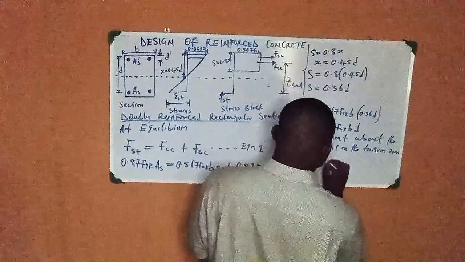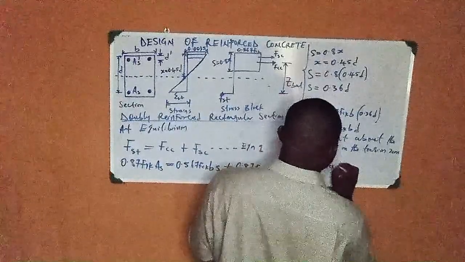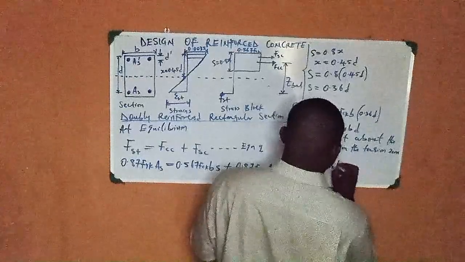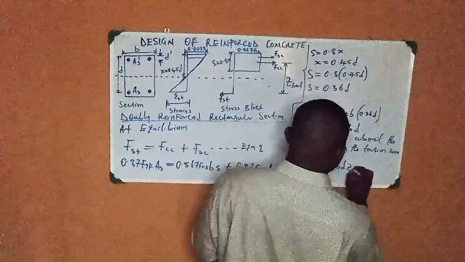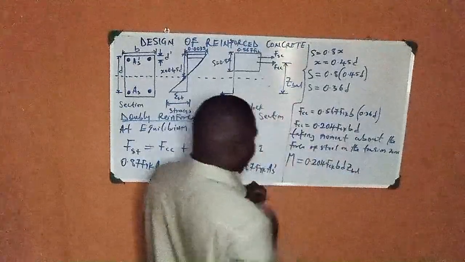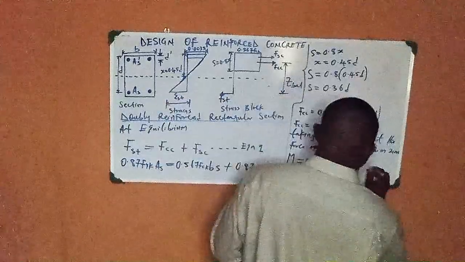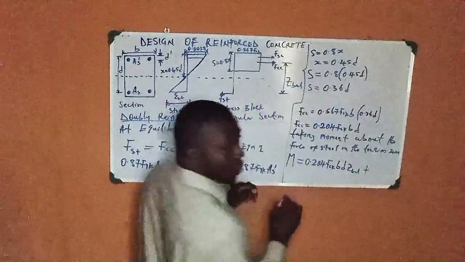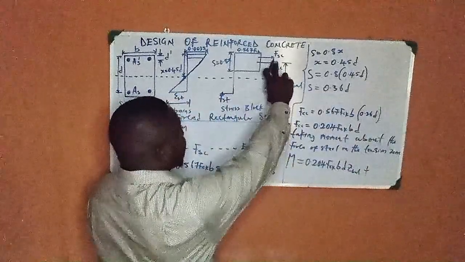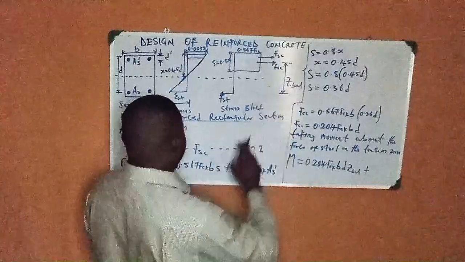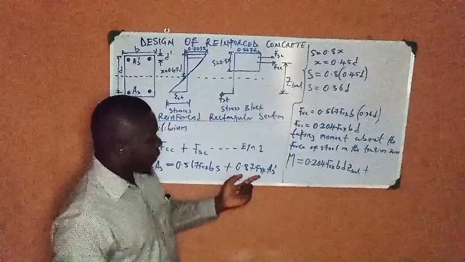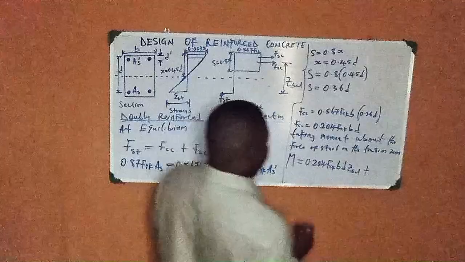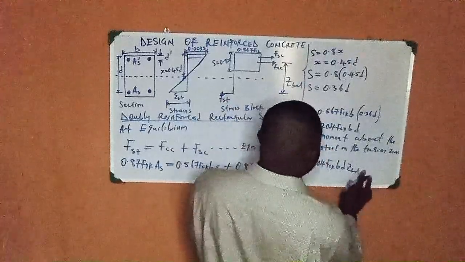0.204 fck bd z bar, plus this one. This is FSC. Moment of FSC is 0.87 fy prime. So it will now be plus. Let me continue from here.